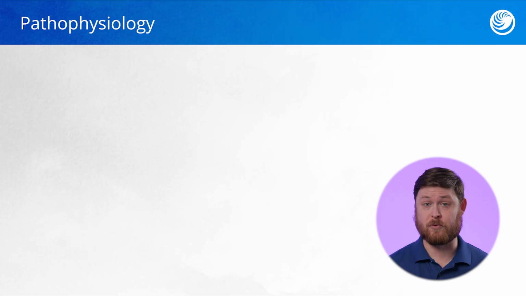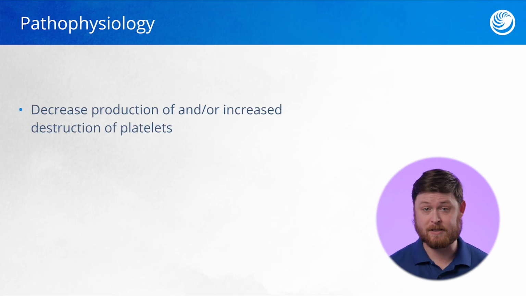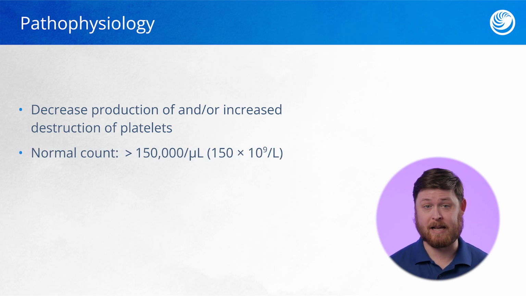too low. Thrombocytopenia can result from a decrease in the production of platelets, an increase in the destruction of platelets, or from increased platelet aggregation or clot formation within the body. A normal platelet level in most clients is going to be higher than 150,000 platelets per microliter of blood, or 150 times 10 to the 9th per liter.